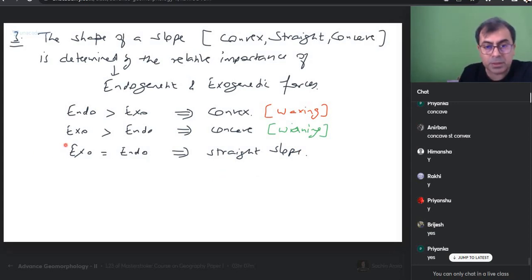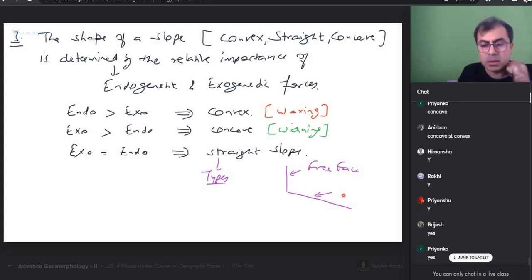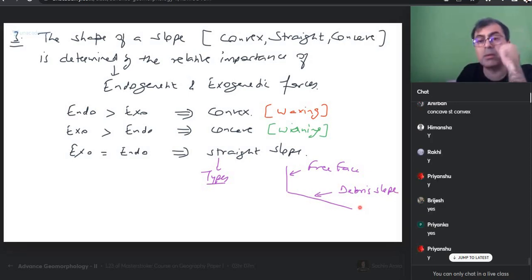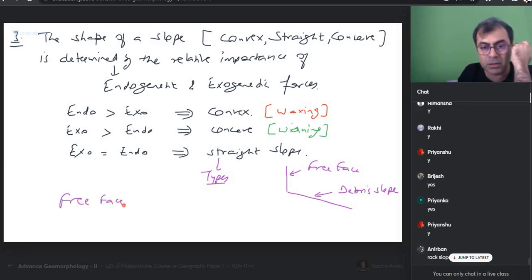Types of straight slope. Types, everyone. What is this? Straight slope. This is called free face. What is this called? Debris slope. इसको debris slope कहते हैं. Yes. Where we said soil वाला, इसको हमने rock face भी किया था. Free face was rock face. So everyone, free face. What is free face?